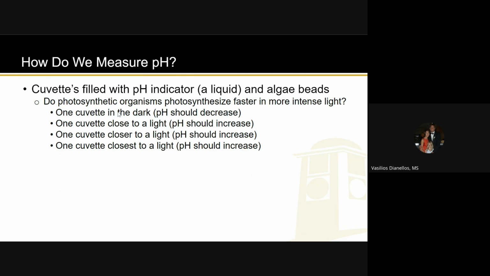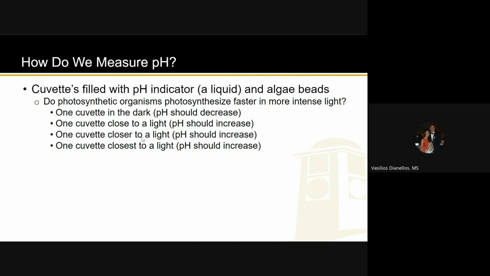So yes, we will have one in the dark. Then the plan is we're going to have one cuvette filled with algae beads. It's going to be close to a light. Then we're going to have another one that's going to be even closer. And then we're going to have yet another one that's going to be the closest to the light, right?